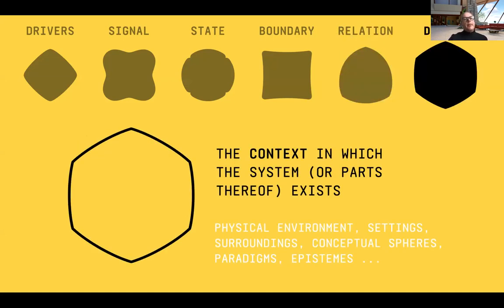And then finally, there's the context within the system, or the setting in which the system takes place, that can have an influence on how the system works. So it's the physical surroundings or environment. It can also be the conceptual sphere, so the ideas or the culture that exists around a system. So those are the 6 main ingredients.